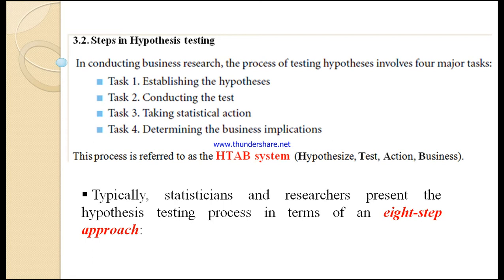Let us proceed to steps in hypothesis testing process. In the process of conducting business research or experiments or study, we work through four major tasks in hypothesis testing. Task number 1 is establishing the hypothesis. Then we start to conduct the test, which is task number 2. Task number 3 is taking statistical action. Then finally, determining the business implications is task number 4.